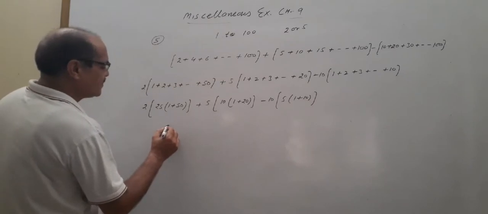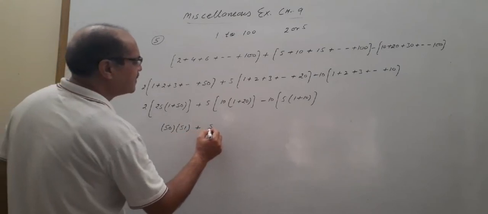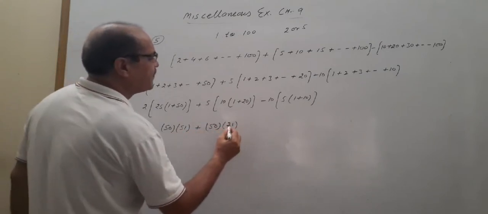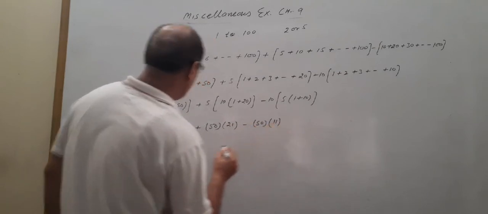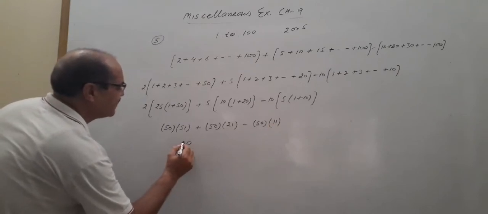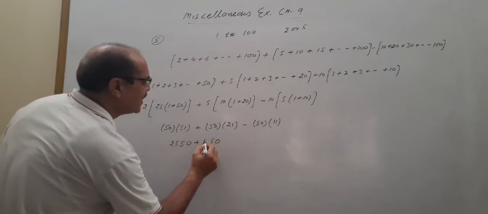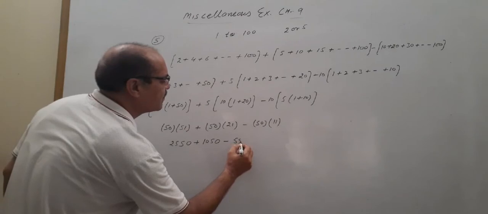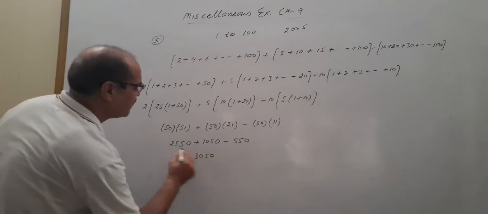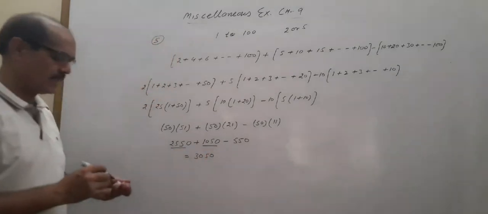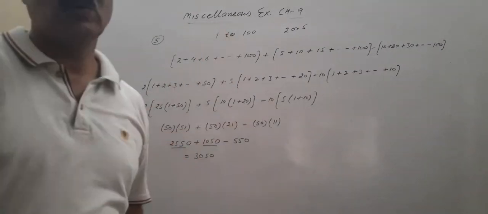This simplification gives you 50 into 51 plus 50 into 21 and minus 50 into 11. Now students, this becomes 2550 plus 1050 and minus 550. Therefore, this will be written as 3050, because this becomes 2000 plus this, so 3250 is the sum of all integers between 1 to 100 which are divisible by 2 or 5.